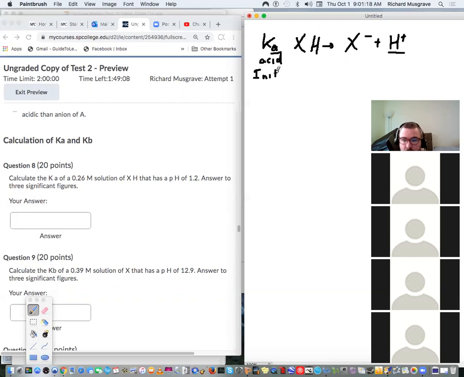So the initial molarity here is going to be 0.26 molar, 0 and 0. At equilibrium, it's going to be 0.26 minus Z, and Z and Z.